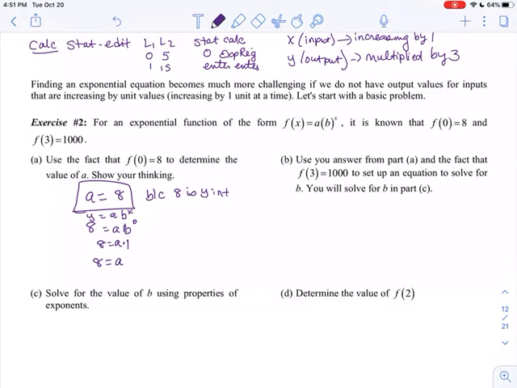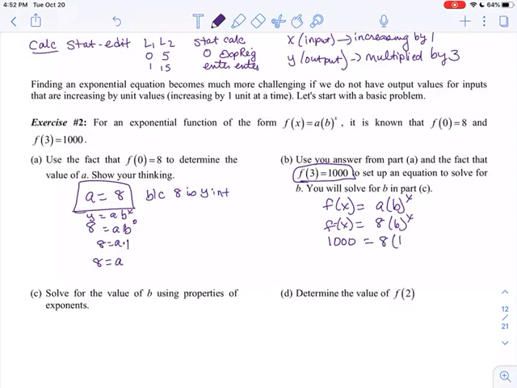Now we're going to use your answer from part A and the fact that f of 3 equals 1,000 to set up an equation to solve for b. So once you know what a is, you can easily find b by plugging it back in. So f of x equals a times b to the x. All right, f of x, I know what a is. a is 8. 8 times b to the x.